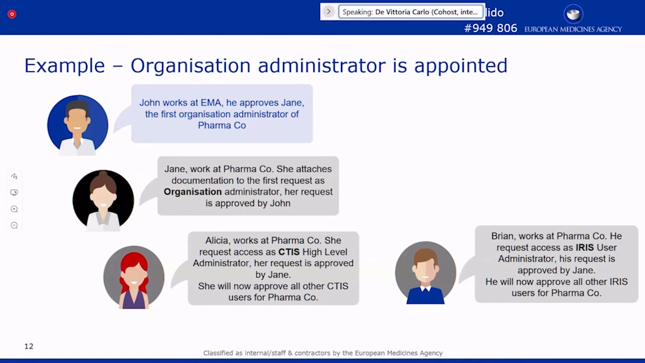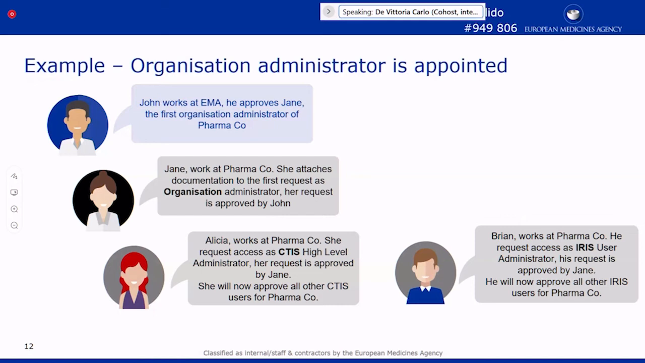Now, this is the scenario where we have appointed an external organization administrator. So Jane, she's still working for Pharmaco, the same company as Alicia and Brian, and she's requesting the organization administrator role. The first request is still approved by John at EMA, and supporting documentation is still needed. But then when Alicia and Brian need to request access for CTIS and ARIS, this approval is not provided by the EMA anymore. There is no need anymore to provide supporting documentation.